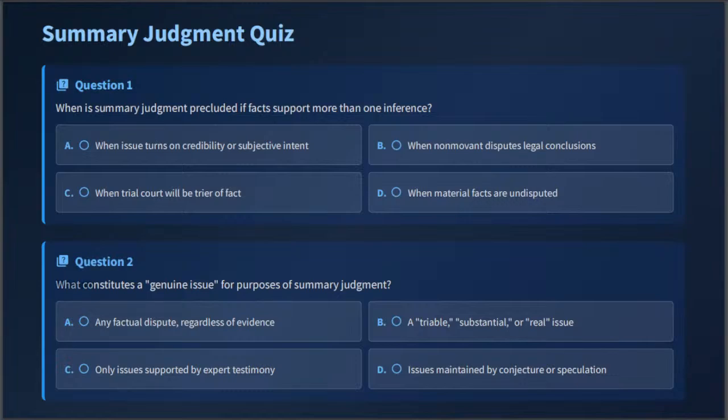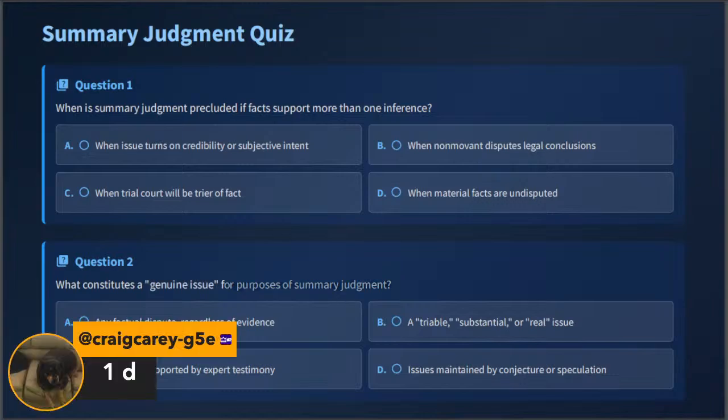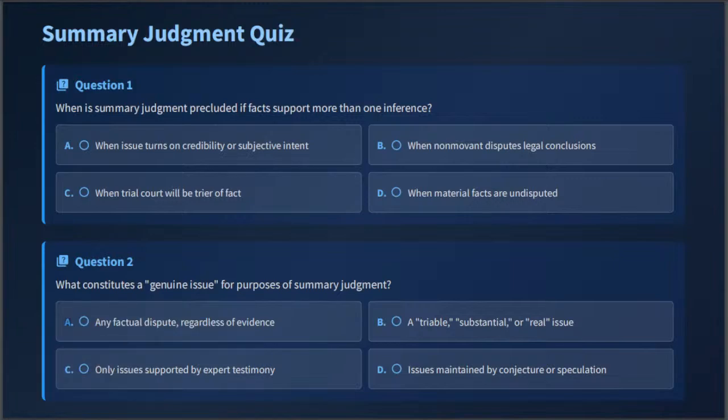Question 2. What constitutes a genuine issue for purposes of summary judgment? Craig Curry says 1D. All right. Craig Curry picks 1D when material facts are undisputed. All right. So if there's no disputed material facts, then it's just a matter of law for summary judgment. So we're talking about when summary judgment is precluded if facts support more than one inference, and you're saying when the material facts are undisputed. All right, good. So let's move on.